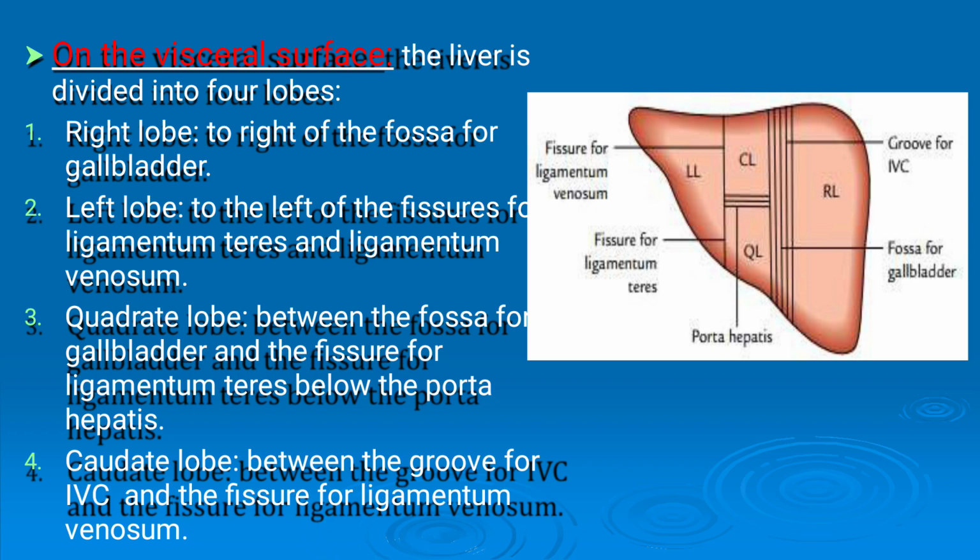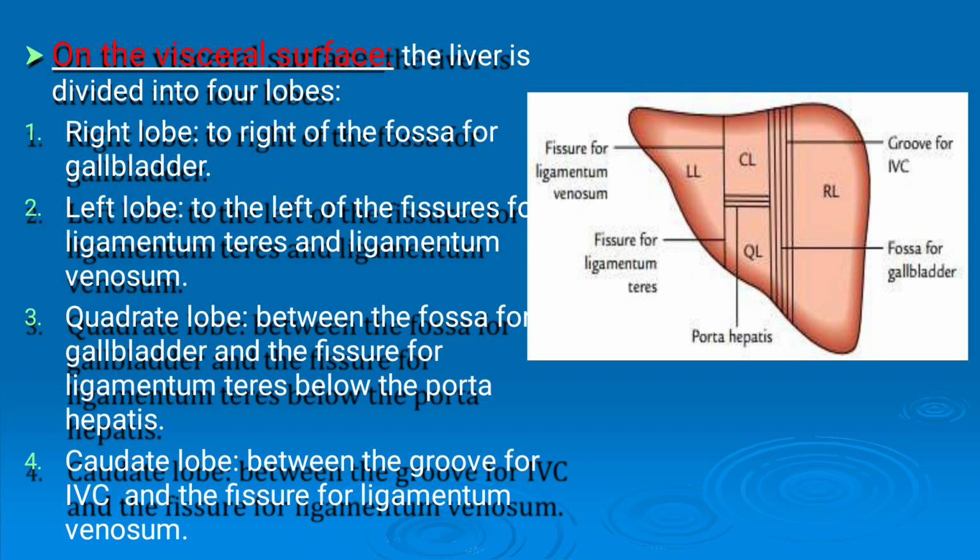The quadrate lobe lies between the fossa for gallbladder and the fissure of the ligamentum teres, below the porta hepatis. The caudate lobe lies between the groove for the IVC, IVC meaning inferior vena cava, and the fissure of ligamentum venosum.